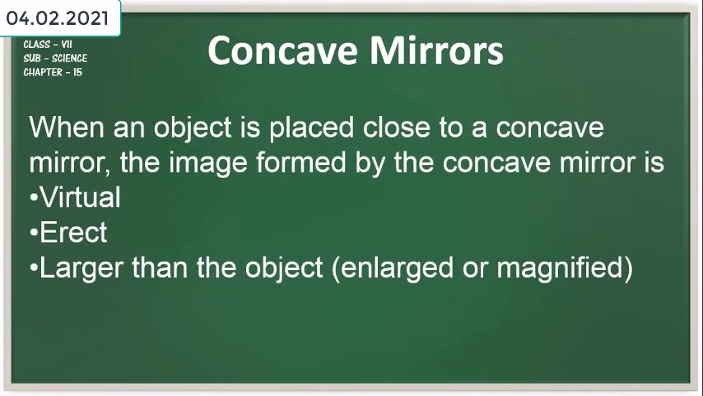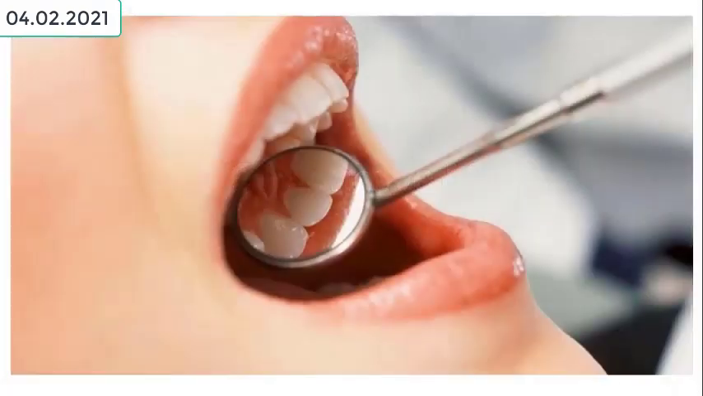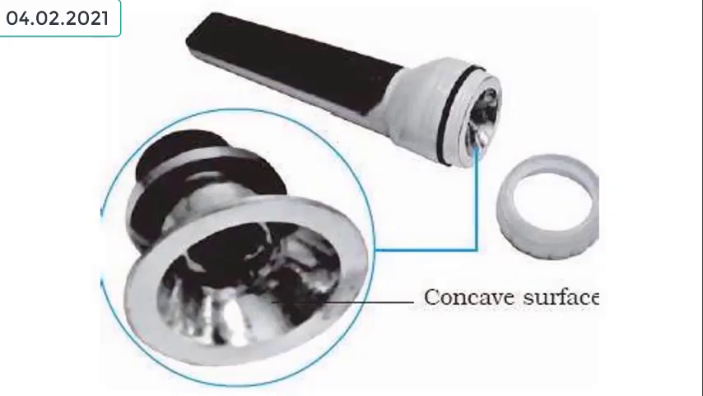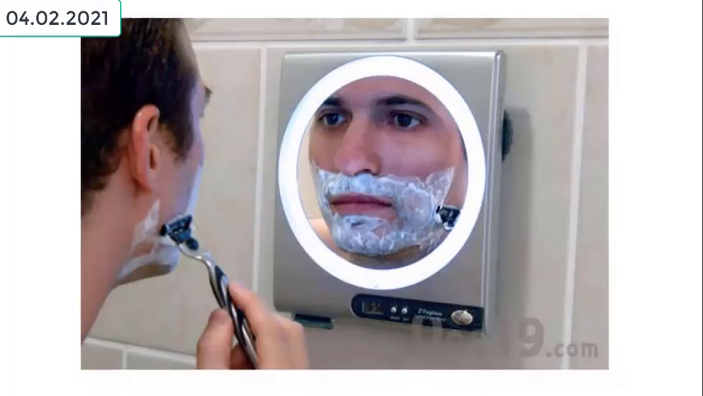Uses of concave mirror. These mirrors are used by dentists to see a large image of the teeth of a patient. They are used in torches, headlights of vehicles and searchlights to get a strong straight beam of light. They are also used as reflectors. They are also used to see a large image of the face. Then, concave mirrors are used as shaving mirrors as well.